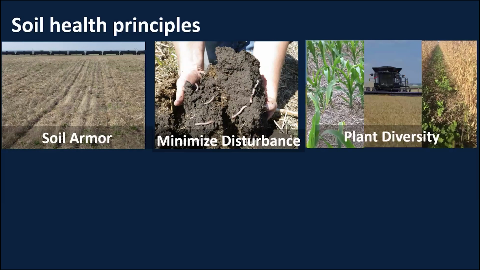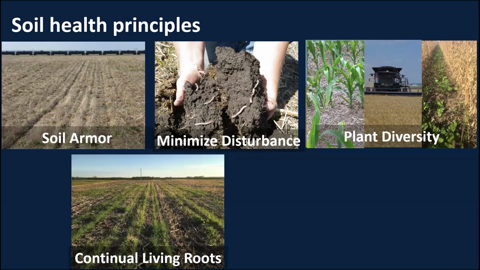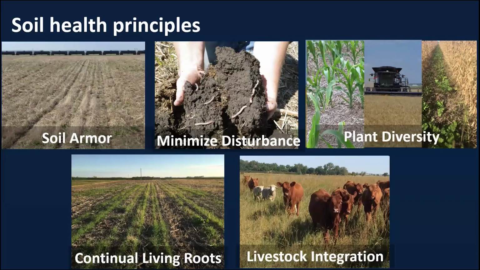Are we putting different roots in the ground? Are we diversifying what we're growing so that we can see different roots in there to help diversify those things? Are we keeping as many living roots in the system as long as we can throughout the year? And how well are we integrating livestock back into the situation? Are we able to do that? In certain situations we can.